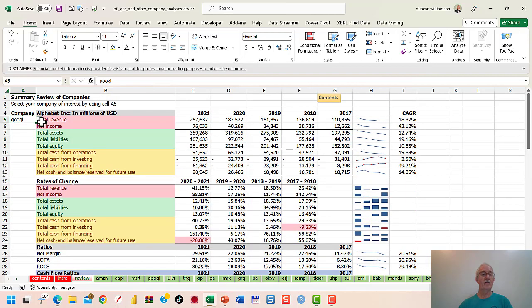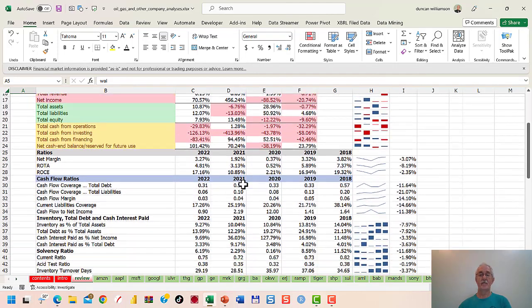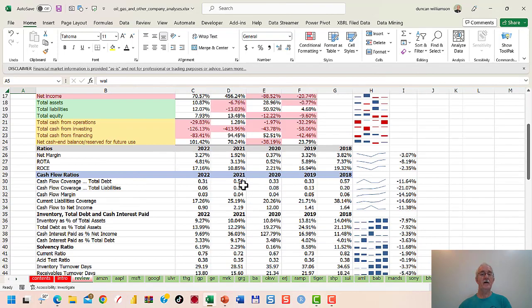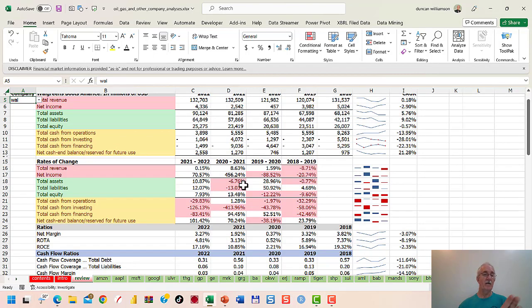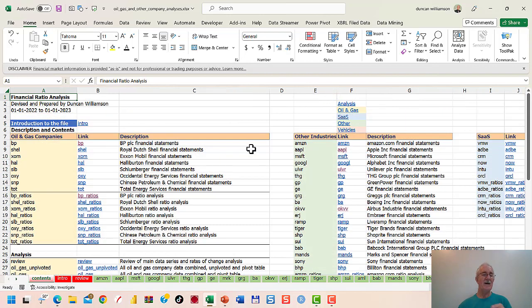If I want to know about the last company I put in this database, Walgreens Boots Alliance, and there they are. That's 39 ratios specific to this company of your choice. You can have a look at each company's ratios for itself.